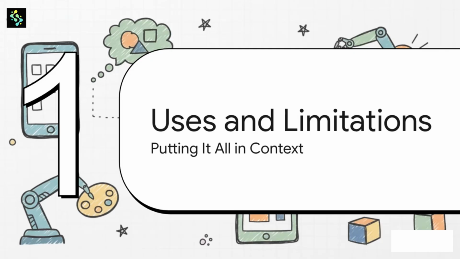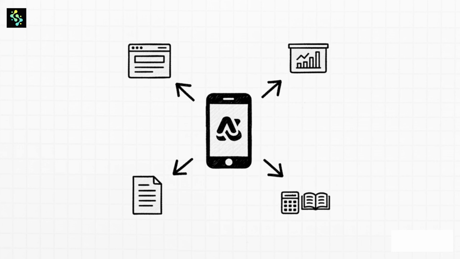So, we just watched an AI create 2 totally different apps from a couple of sentences. It's incredible. But let's get real for a minute. What can you actually do with these things? And just as important, what are the limits? The possibilities are actually super practical.